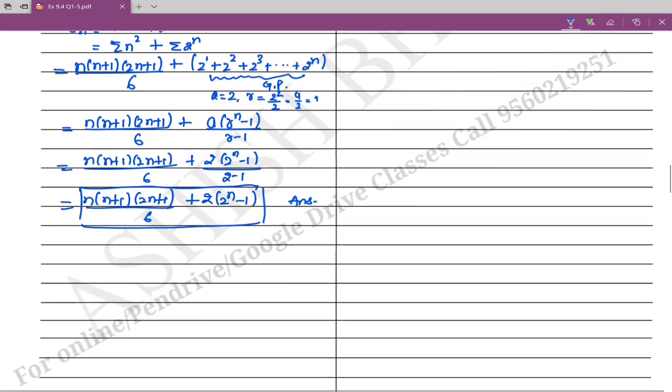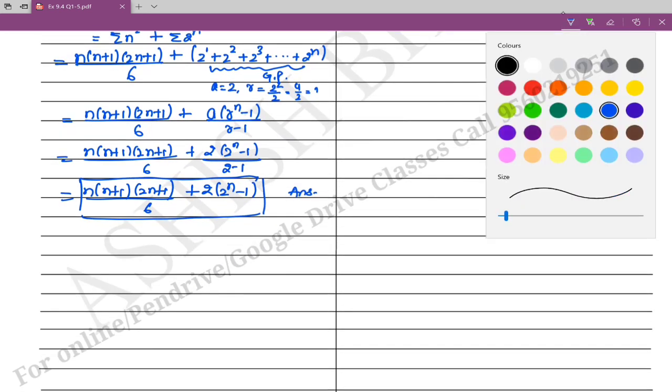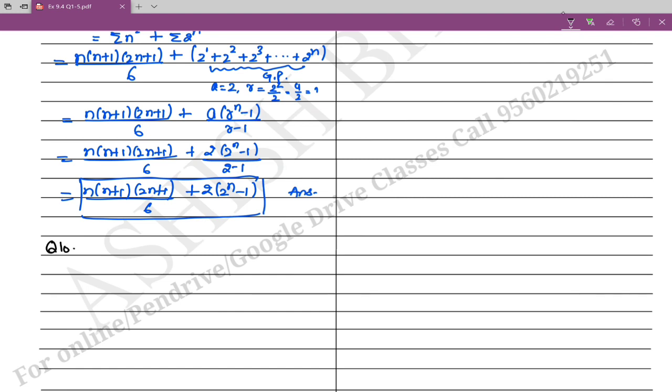Fine. Let's come to the last question of this exercise, which is question number 10. For question number 10, an is given as 2n minus 1 whole square. Now, the solution part is: an is equal to 2n minus 1 whole square, which will be equal to 4n square plus 1 minus 4n. I can write it in the proper order as 4n square minus 4n plus 1.